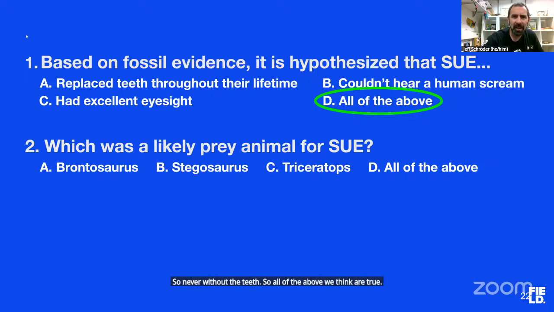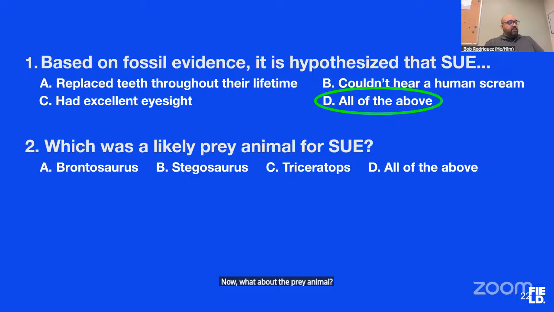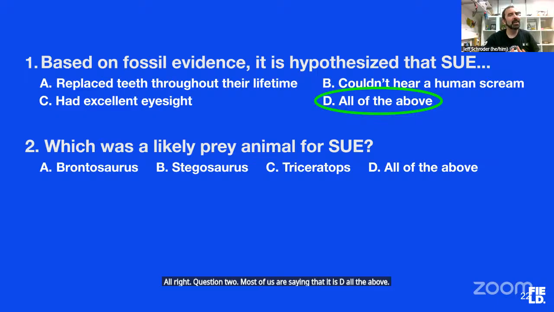Now, what about the prey animal? Right. Question two, most of us are saying that it is D, all the above. We kind of got the audience on this one. This is our tricky question, and it is one of our most missed. So the correct answer is actually C, Triceratops. If you got Triceratops, kudos to you. It's a toughie here. So why is it not all the above?